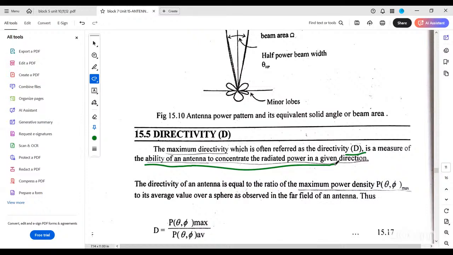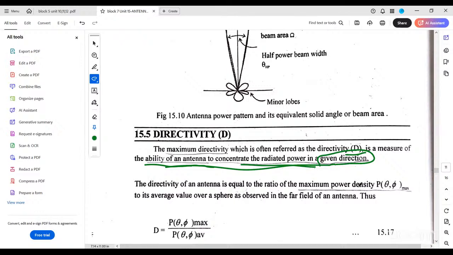Suppose I want to give an example like TV dish antennas, Airtel dishes, the parabolic reflector. In that, the parabolic reflector is a dish. In the same way, in a particular direction, whether it is transmitting or not, that is the directivity. The maximum directivity is a measure of the ability of an antenna to concentrate the radiated power in the given direction, whether power is going in that particular direction or not. That is called directivity.